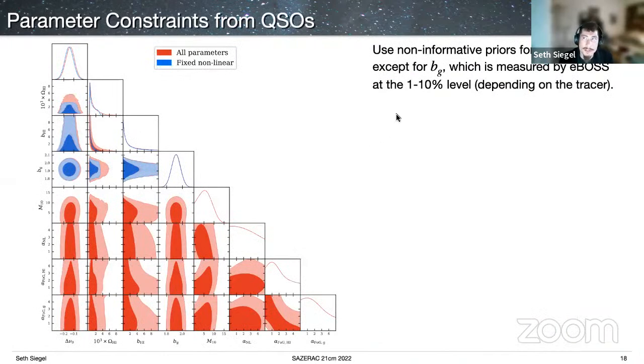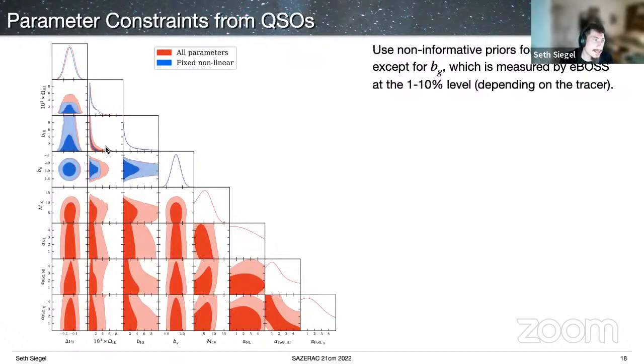So this figure shows the constraints on all eight parameters from an MCMC fit to the stack on the quasar catalog. We're using non-informative priors for all parameters except for the tracer bias, which is measured well by eBOSS. The blue contours denote a fit in which the nuisance parameters are held fixed at their fiducial values, and the red contours denote a fit in which they're allowed to vary. So you see this strong banana-shaped degeneracy between the neutral hydrogen density and linear bias. This is removed if we instead look at the product of the bias and density.